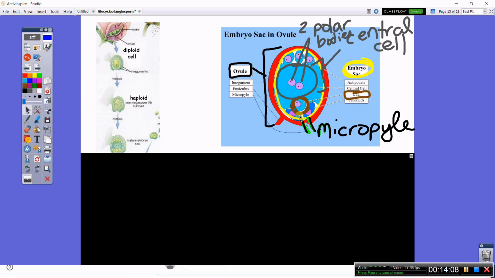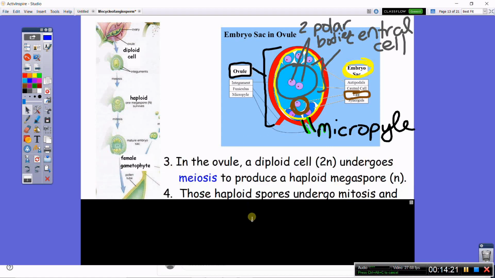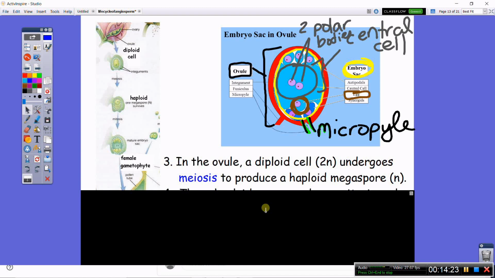Okay, so you may want to go over some of that on your drawing, or if I didn't include that picture, you draw that yourself. It's very important to me that you understand sort of the anatomy of an ovule. Okay, so now we're switching to the female side of things.